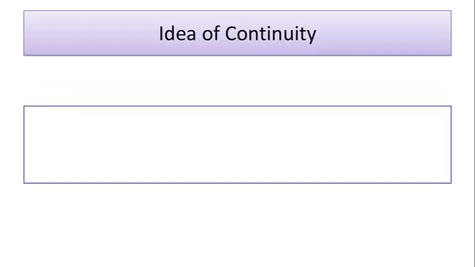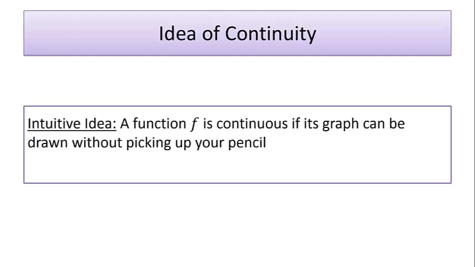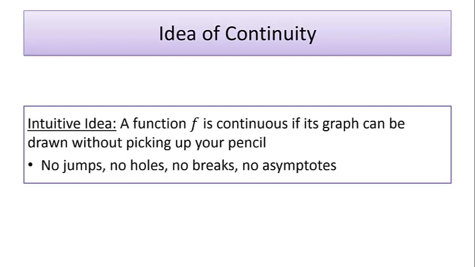In this video, we will be introducing the notion of the continuity of a function. Let's start with the intuitive idea of continuity. Intuitively, a function f is continuous if its graph can be drawn without picking up your pencil. This will mean that the graph has no jumps, no holes, no breaks, no vertical asymptotes.